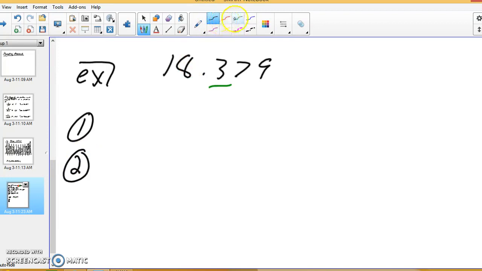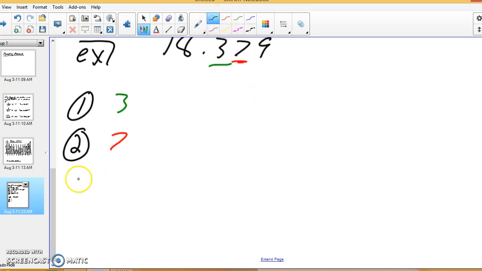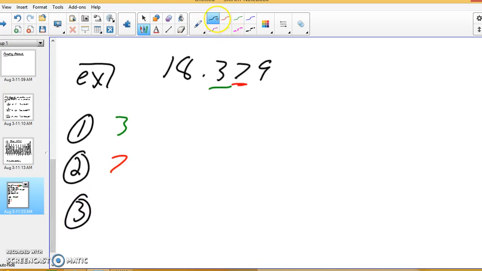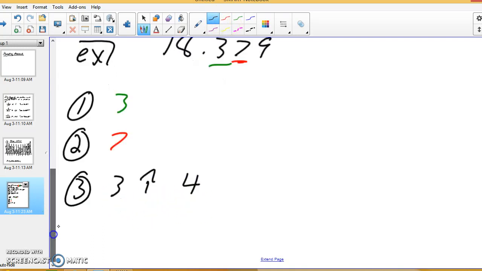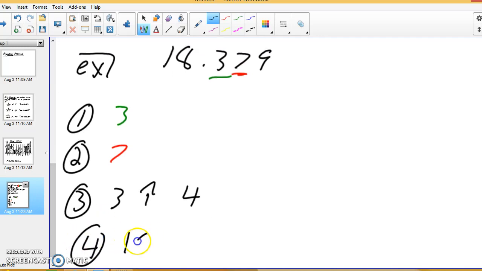Second step is identify the digit to the right. Okay, this is 7 in this case. Third step, is 7 greater than 5 or less than 5? Well, it is greater than 5, so we're going to bump the number 3 up to the number 4, and then step 4 is just identify our answer, which would be 18.4.